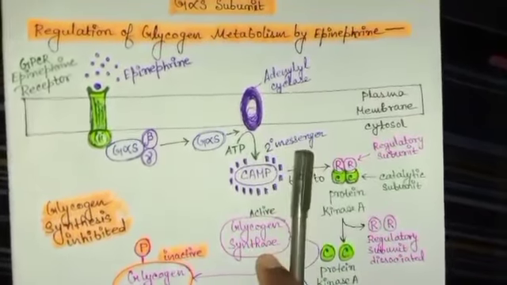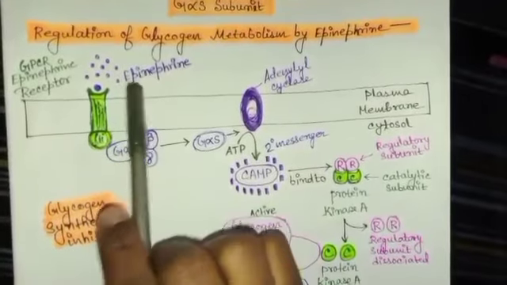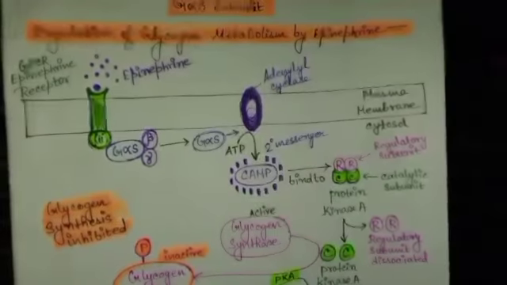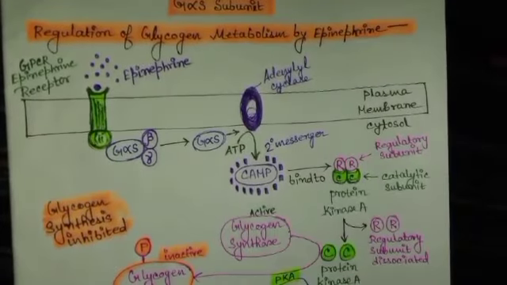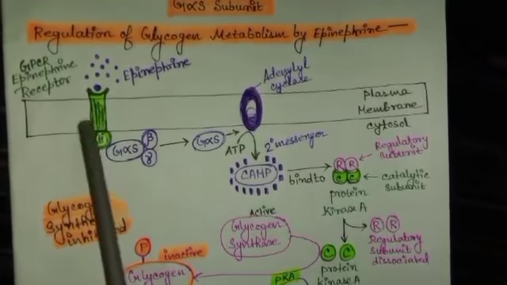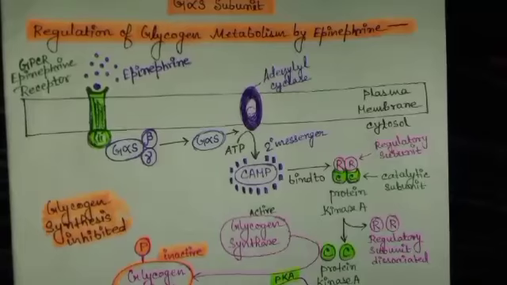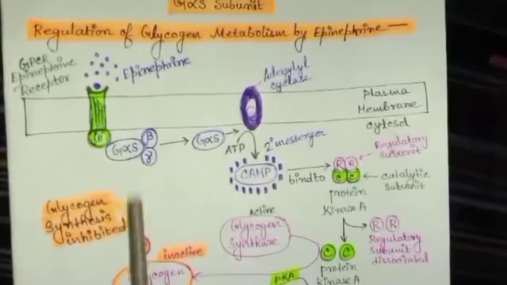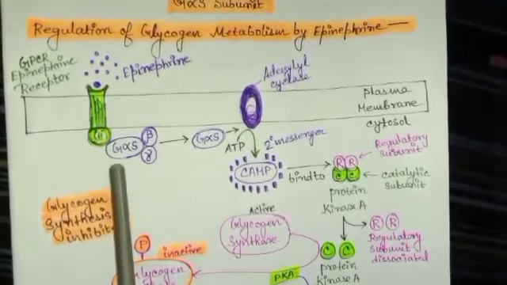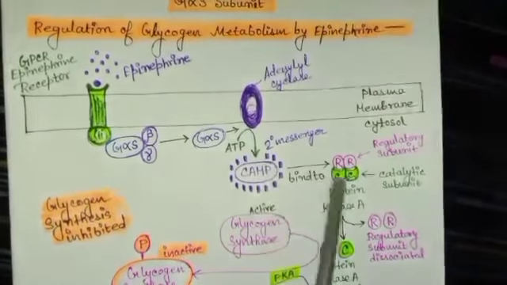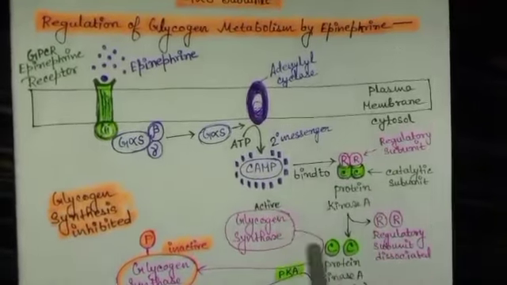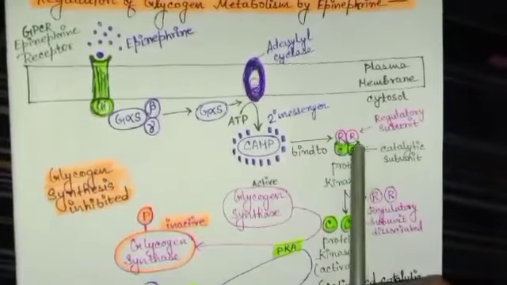Why is it called a secondary messenger? Epinephrine signaling is the first messenger, and cAMP is called the secondary messenger. Secondary messengers are small molecules or ions that relay signals from the cell surface receptors to the target proteins. So here you can see that epinephrine is a signaling molecule that relays signals through cell surface receptors, and then the effector proteins are activated through cAMP. That is why cAMP is called a secondary messenger.